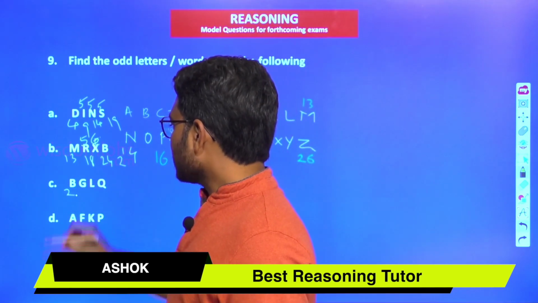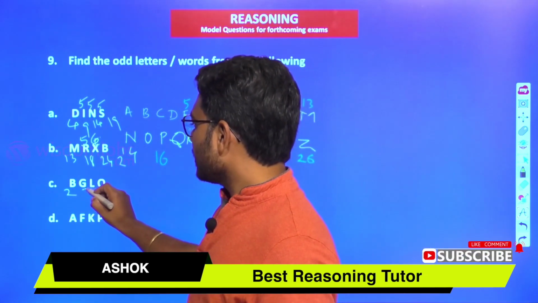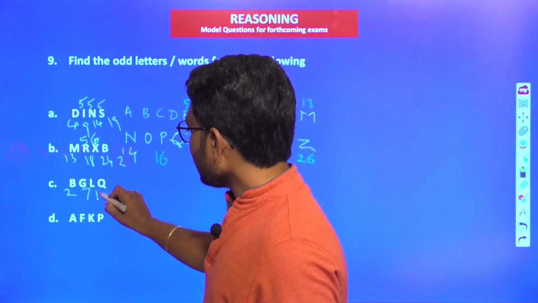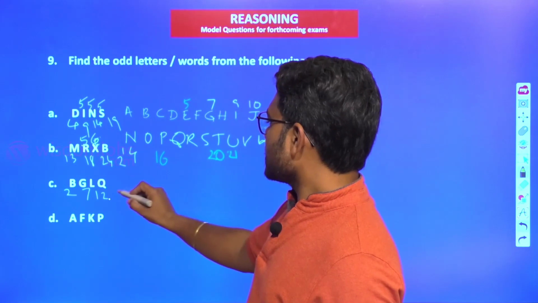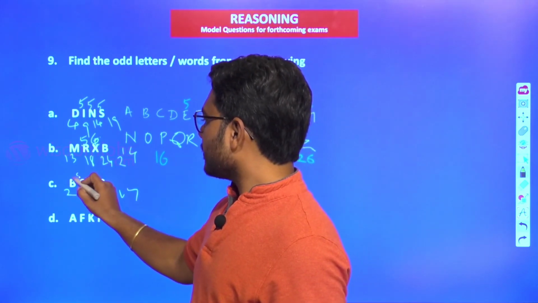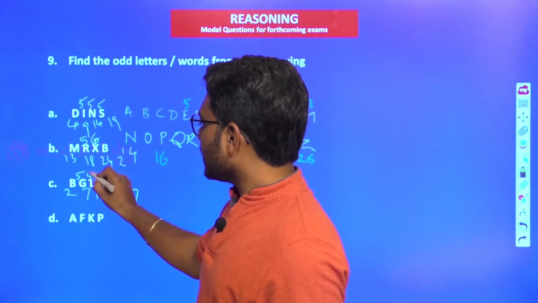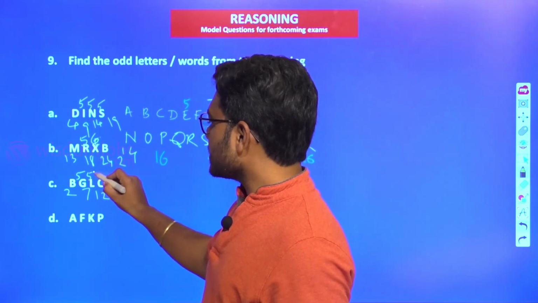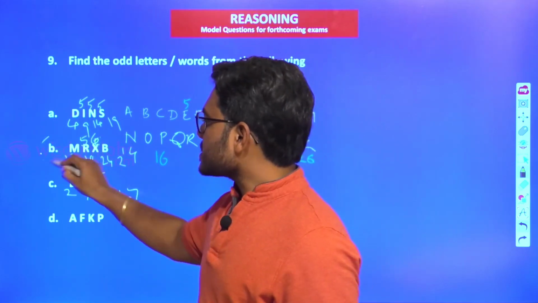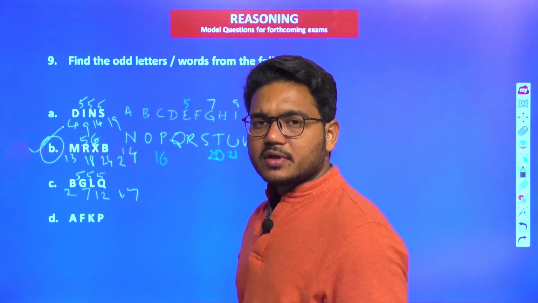Suppose here B is 2, G is 7, L is 12, and Q is 17. Just check the difference here. Difference between 2 and 7 is 5. Difference between 7 and 12 is 5. Then again difference between 12 and 17 is 5. So we can directly, straight away, give the answer. This is the odd one.